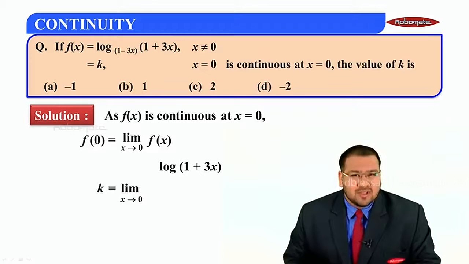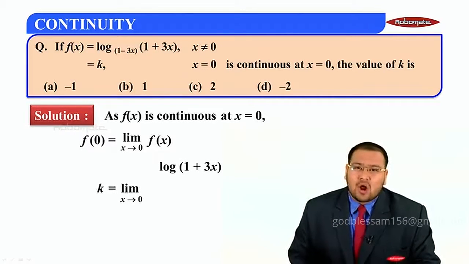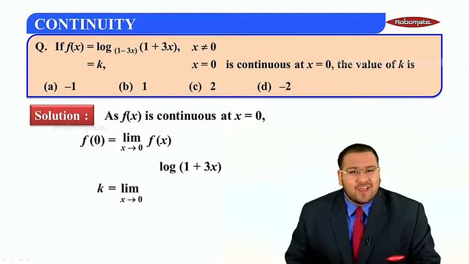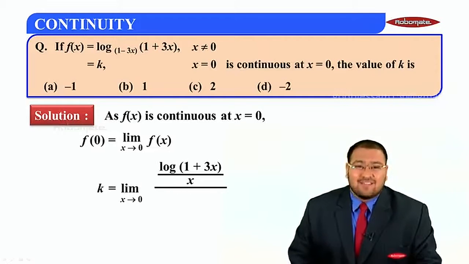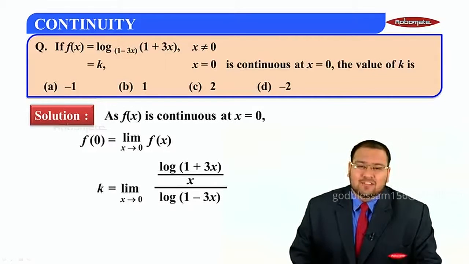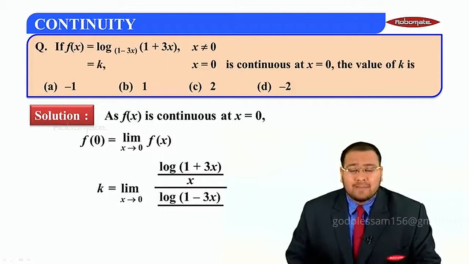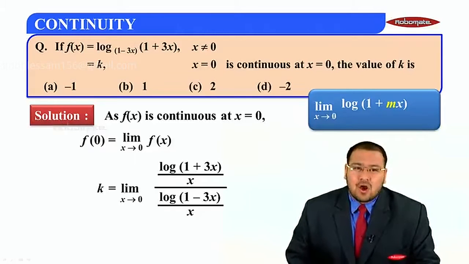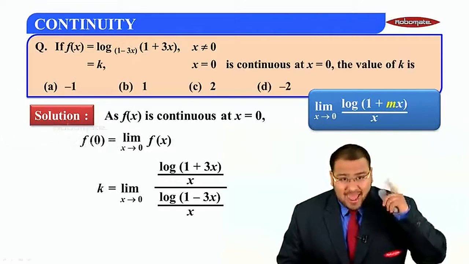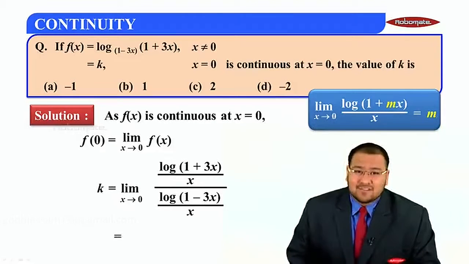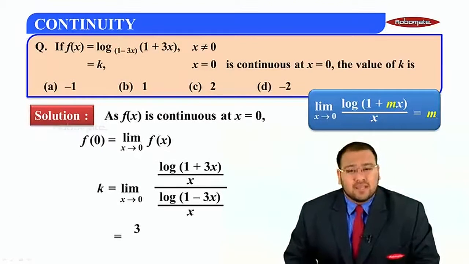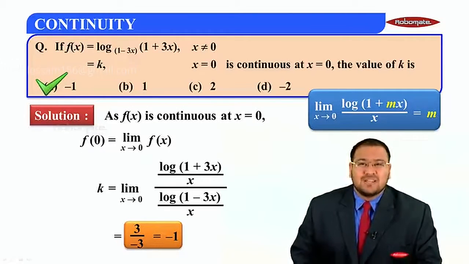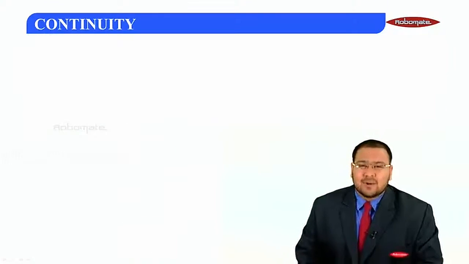But my dear students, we know a standard formula that log(1 + x)/x is the standard form we need. Hence, we are dividing by x, and the value would be [log(1 + 3x)/x] upon [log(1 - 3x)/x]. Now by using a shortcut, that is log(1 + mx)/x is given by m, the value would be 3 upon minus 3, which is nothing but minus 1, and hence option A is the correct answer.